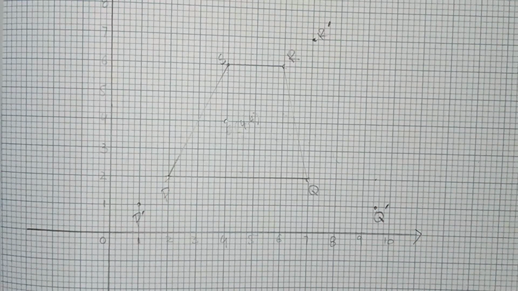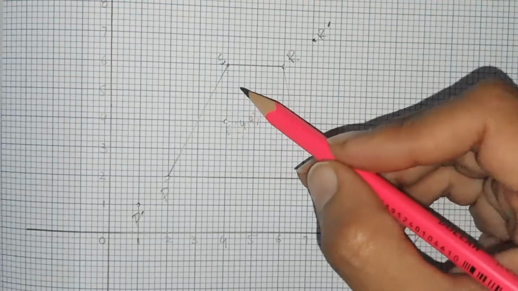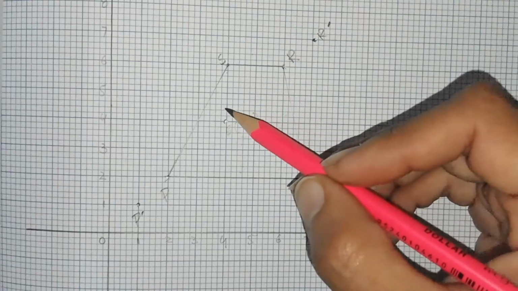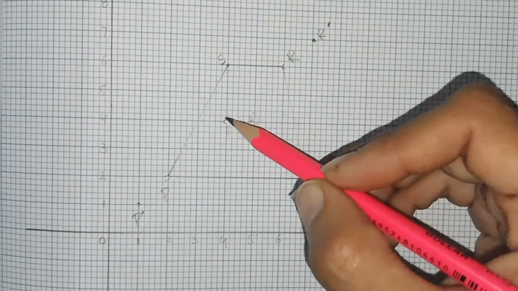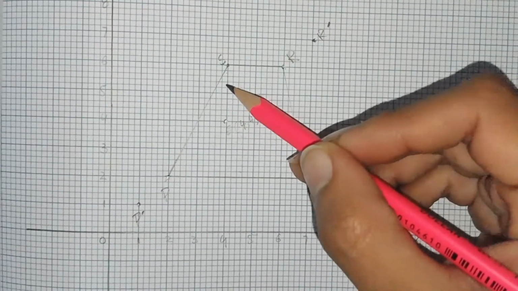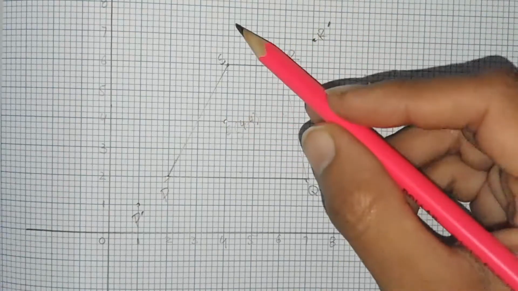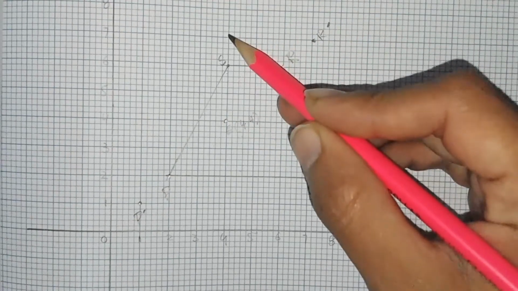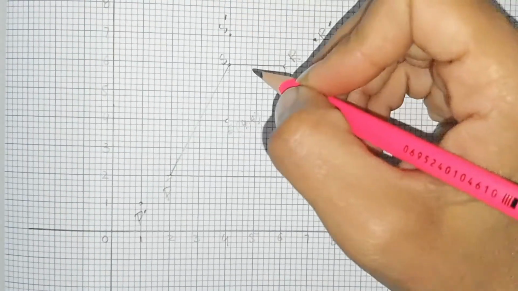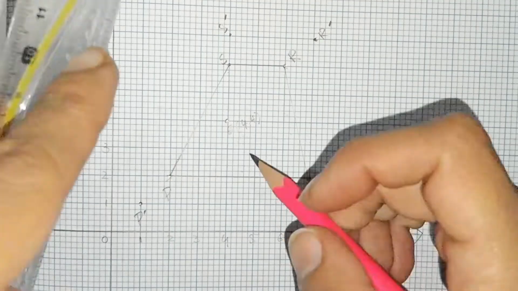Now point S: on the x-axis it is 0, and on the y-axis it is 2 points. 2 multiplied by 1.5 gives 3, and this is the point S prime. Now students, this is the enlargement of this figure. Now we join these points.